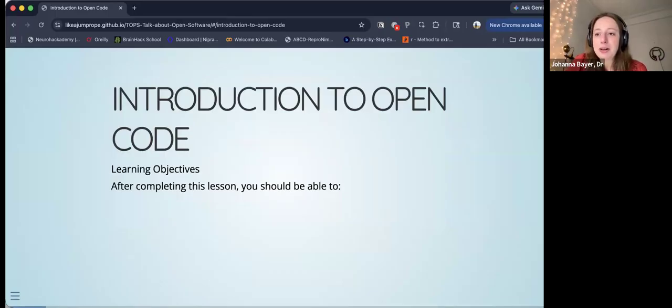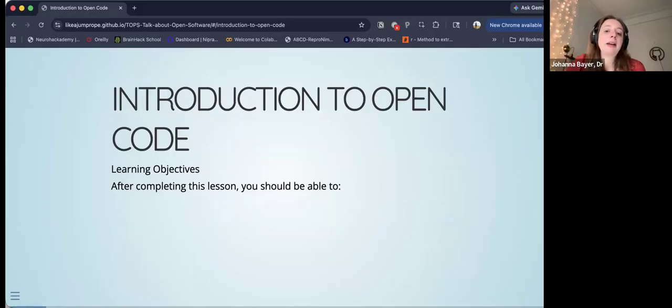This talk will consist of two sections. The first one is an introduction to open code. The second part will be how to use and find open code. And it's mostly modeled on the original Open Science NASA TOPS curriculum.